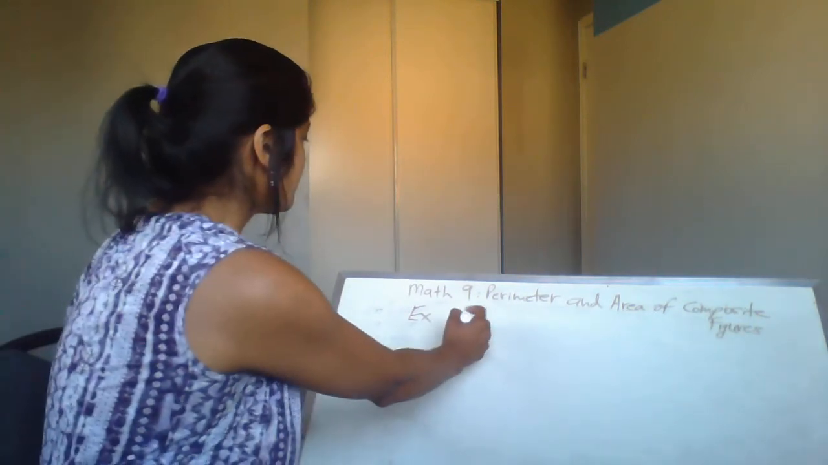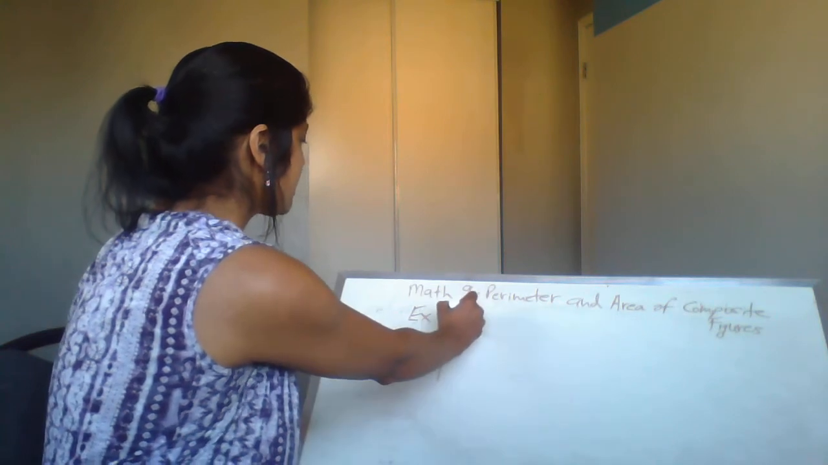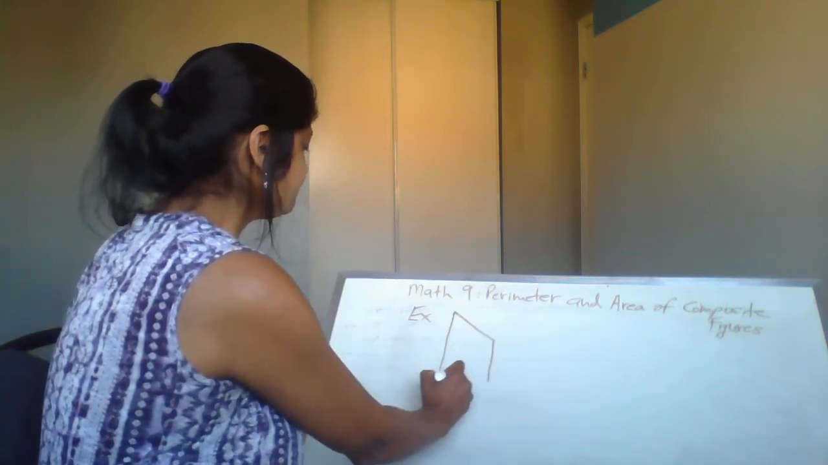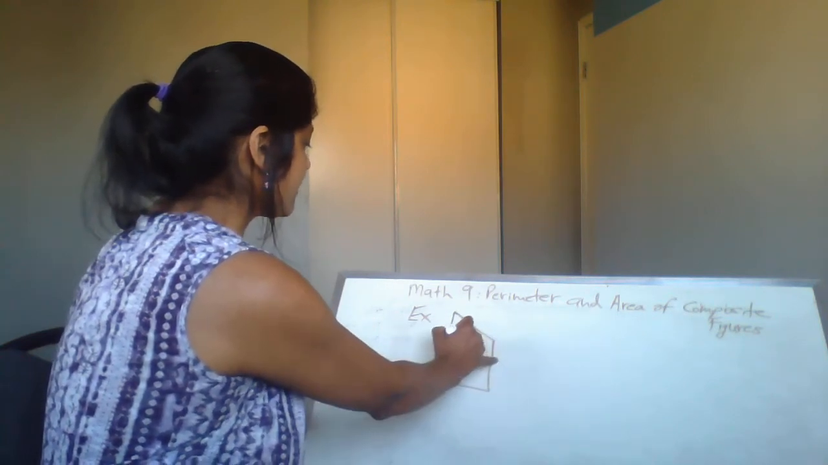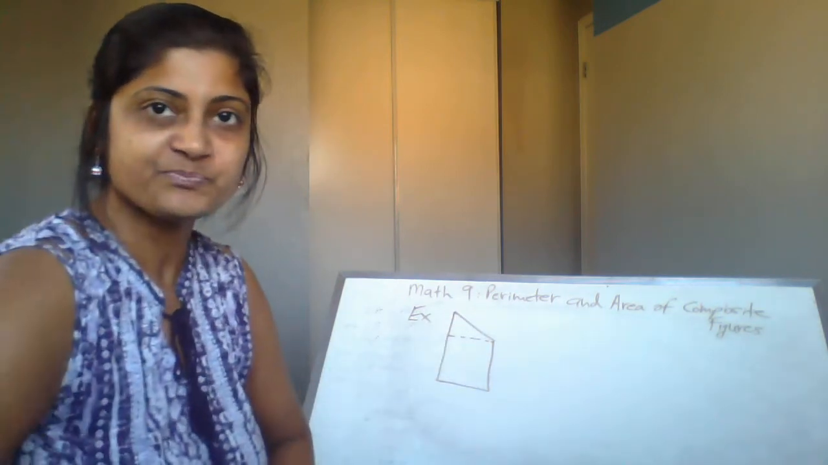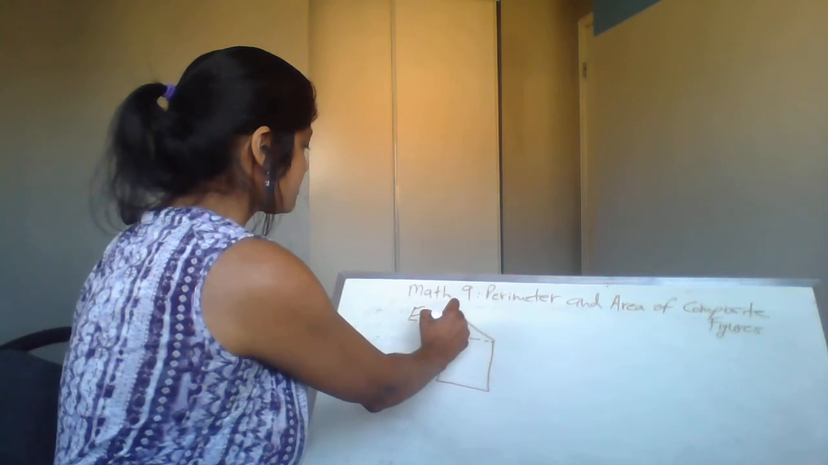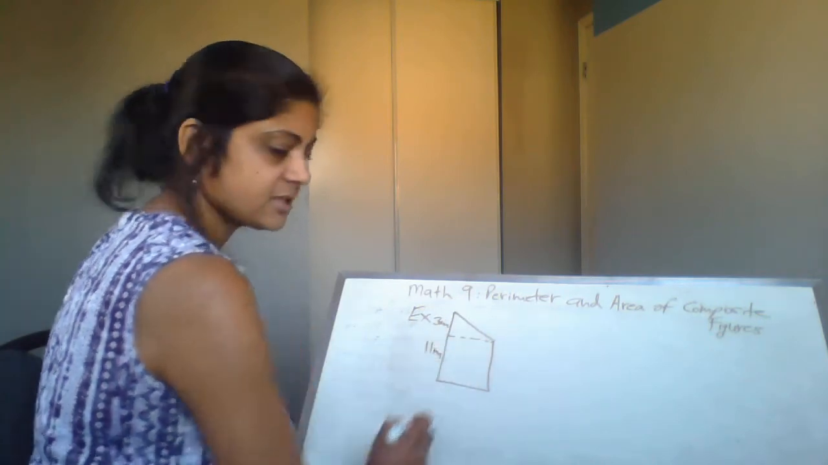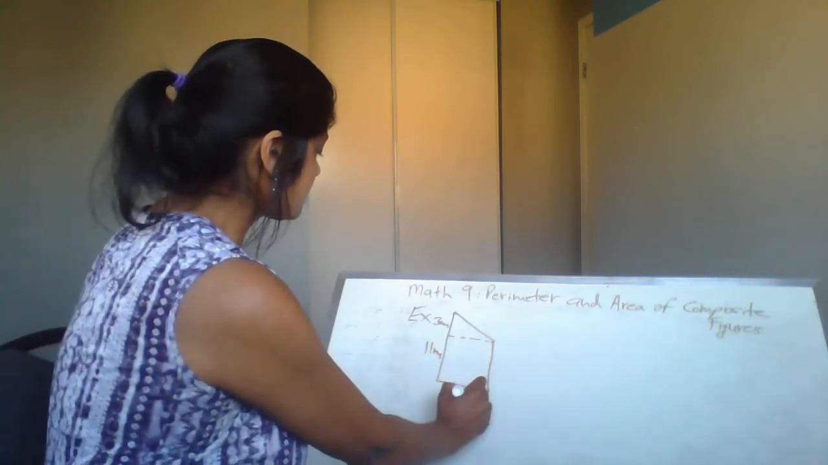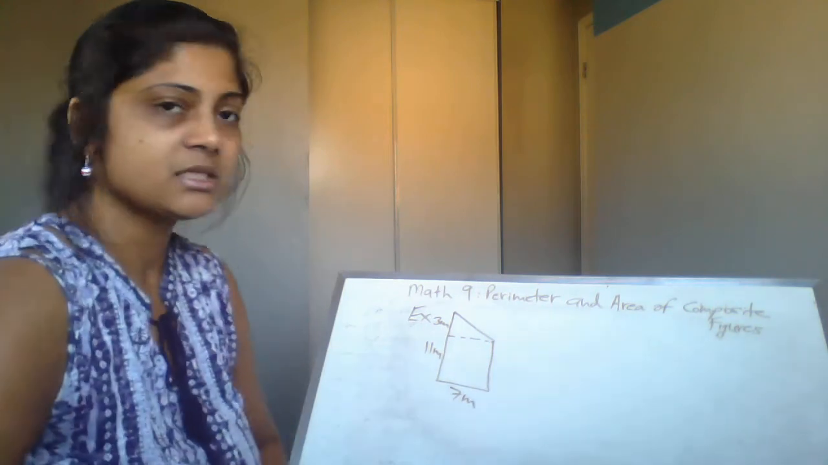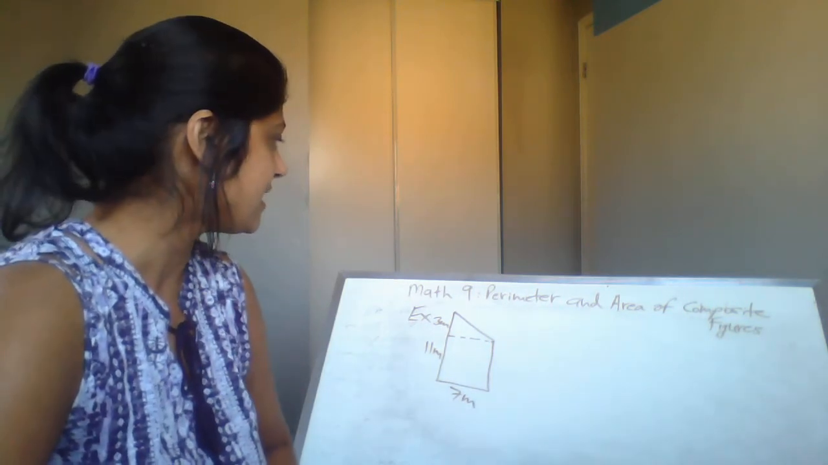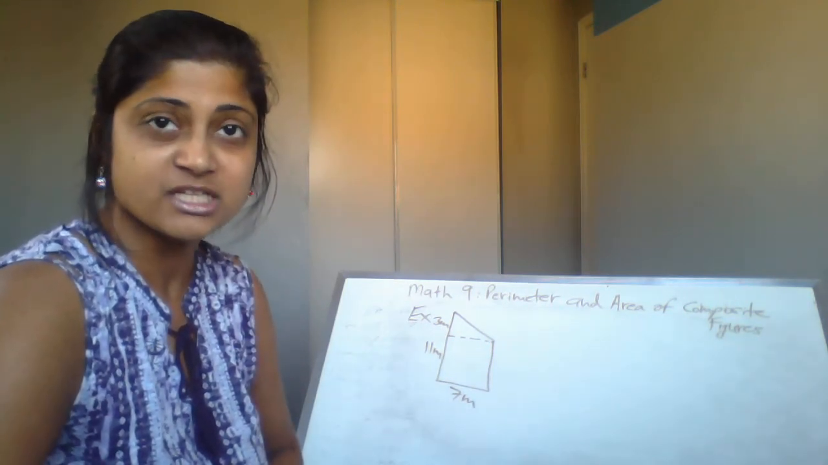Okay, so I'm going to draw out the composite shape. Here we have basically a triangle, and I have a rectangle. Let me give you some of the values here. So 3 meters, 11 meters, and the base is 7 meters. So basically I can see I have a triangle and a rectangle put together.